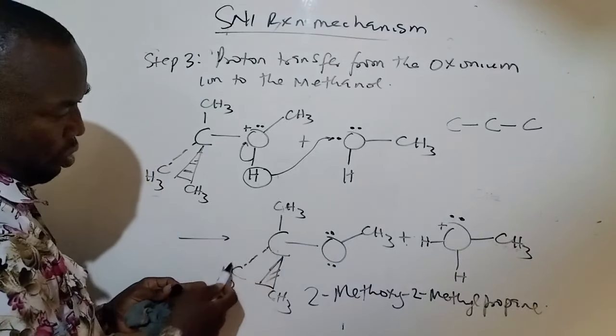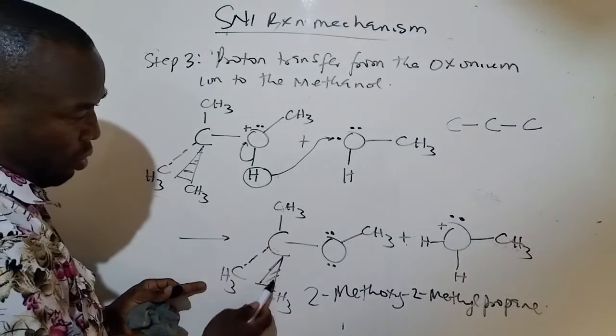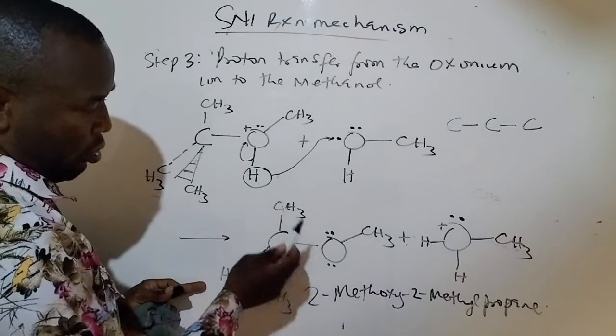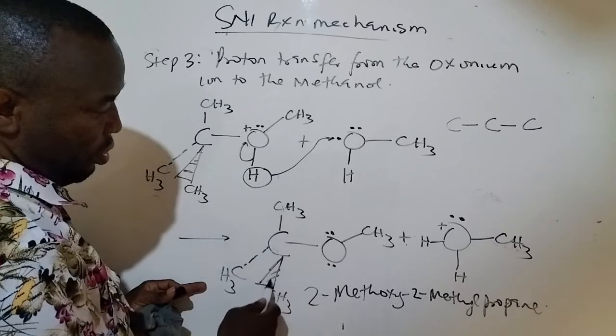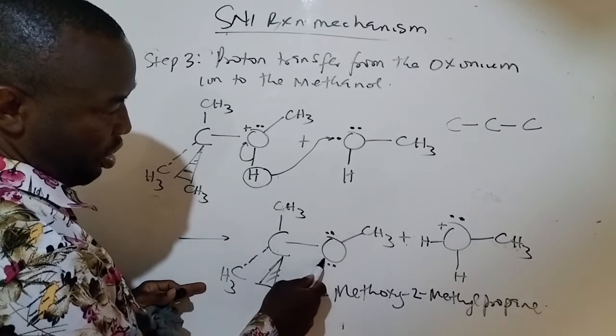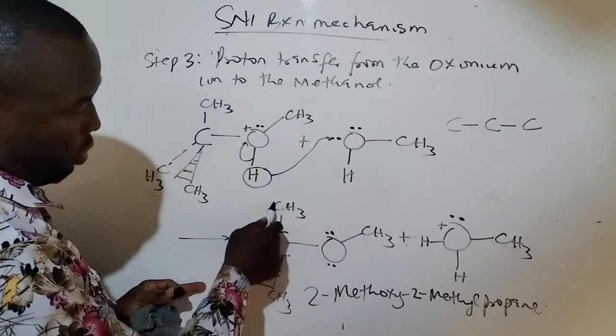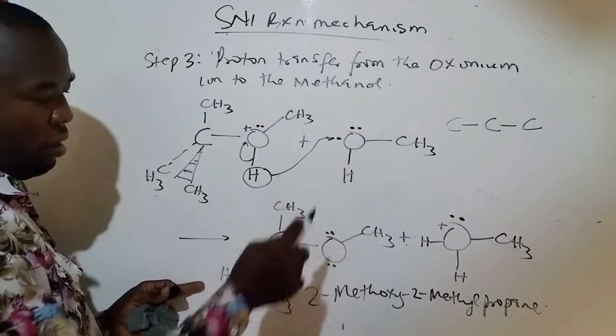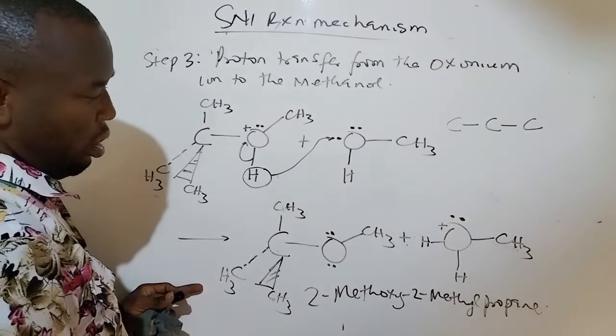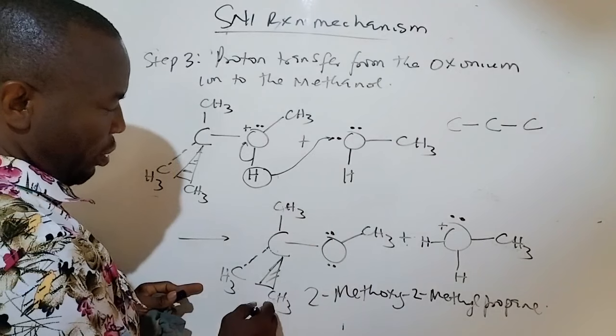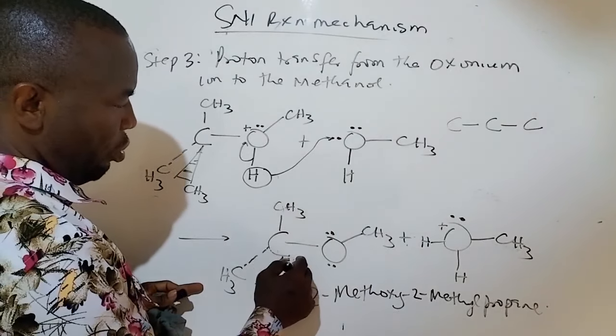No bond joins this to this. So I find the longest carbon skeleton: 1, 2, 3. I cannot say 1, 2, 3, 4, because that one is not carbon. So it's 1, 2, 3 whichever way I count. It's still 3. So now, carbon number 1, carbon number 2, carbon number 3.